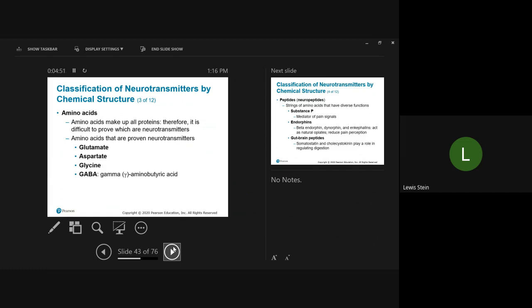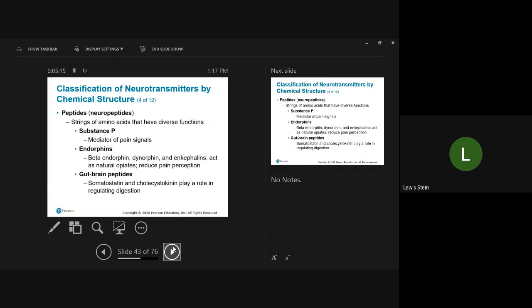It's difficult to prove which are neurotransmitters, but we know these. In general, glutamate and aspartate are excitatory, not always, but nearly always, with some exceptions, and glycine and GABA are typically inhibitory. That much I can tell you. So you want to paint with a broad brush, which is never a good idea when you're dealing with biochemistry.